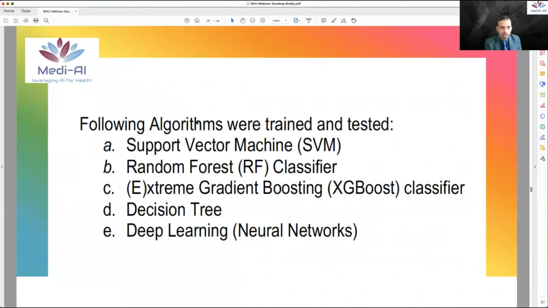And then we used five different AI algorithms separately to develop this clinical decision support system. They were developed in parallel and were not connected with each other. So we used support vector machine, random forest classifier, XGBoost classifier, decision tree model, and deep learning models. Don't worry if you do not come from a technical background. The names are just different AI models.